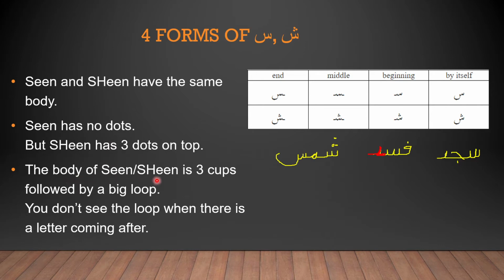The body of Seen and Sheen are 3 cups. These are the cups you can see here or here. It's 3 small bumps or cups followed by a big loop. This is a big loop. You don't see the loop when there is a letter coming after it. So in the beginning and the middle version, we don't see the loop because there's a letter coming after it.